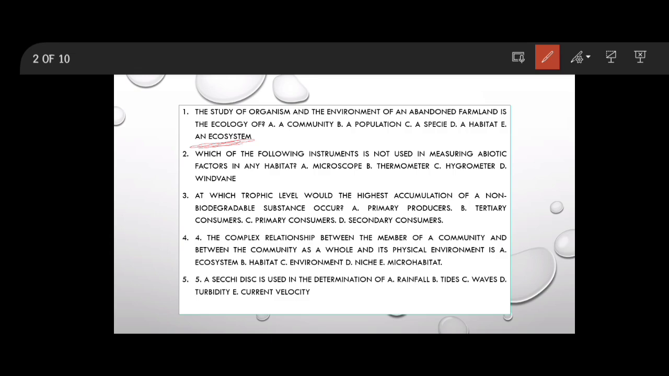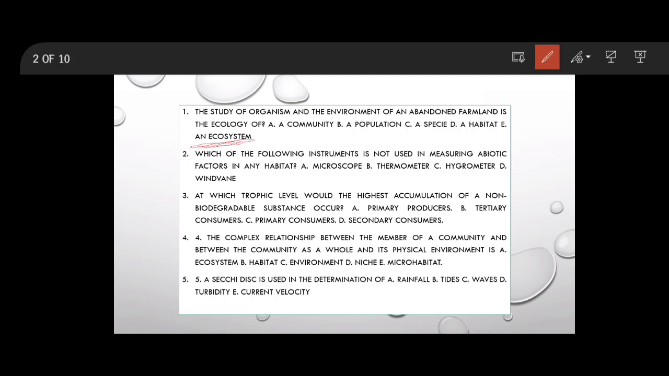Which of the following instruments is not used in measuring abiotic factors in a habitat? The first thing is to note what abiotic factors are. Abiotic factors are non-living factors that affect an organism in an environment. Let's check that. We have the microscope. It's used to check organisms that we cannot see with our eyes, microscopic organisms, organisms that we cannot see with an unaided eye.